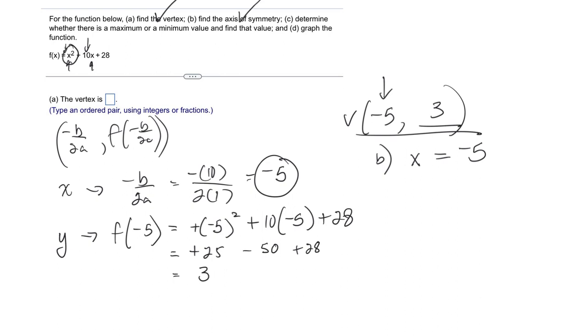The minimum or max, and find that value. So since this term is positive, and this is letter C, it means the graph opens up like this. That means as you come down, there's a lowest point. So there's going to be a minimum value, and the minimum value is always the y value of the vertex. So the minimum value is 3.